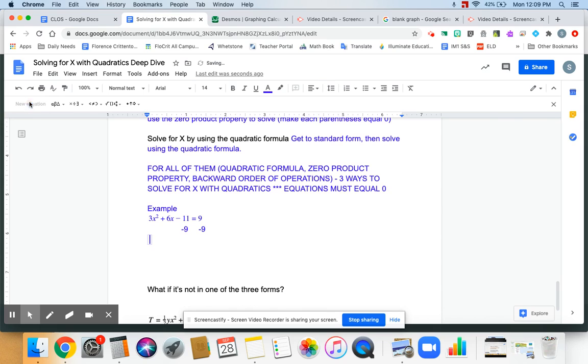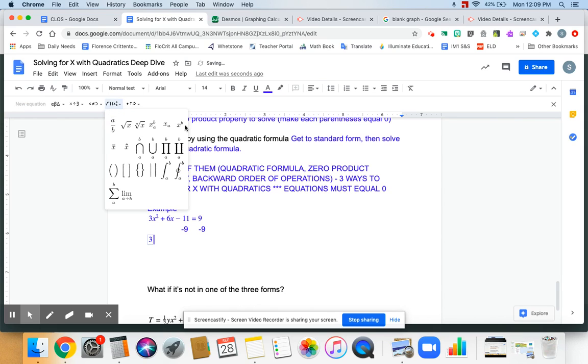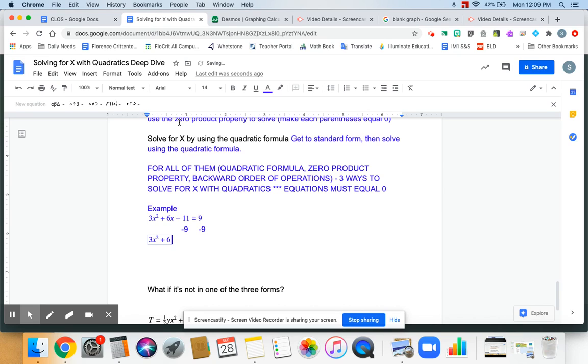But when I do that, now my new equation that I do all of my math with, 11 minus 9 is negative 20. But now that it's equaling 0, I can do my math with this. I can do the quadratic formula. Or I could factor it and do the zero product property. Or I could complete the square and use backwards order of operations to solve for x now. But the important part here is that the equations must equal 0.